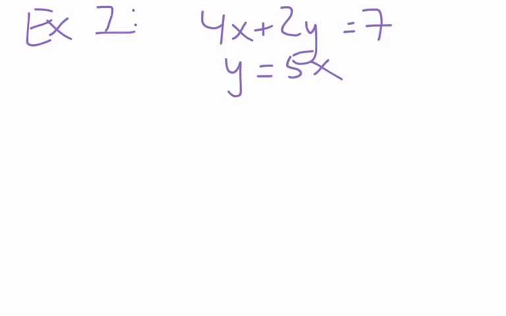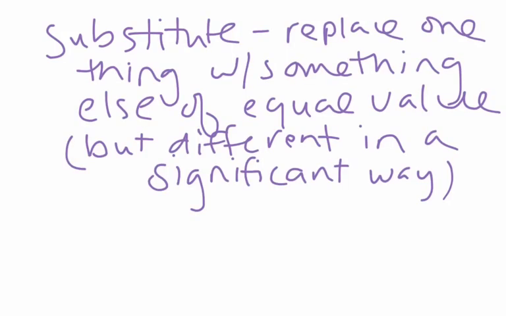Now I'm not going to outline the steps. I'm just going to show you the steps and explain them as I do. The idea here is that when you substitute, you replace something with something else of equal value. Let's talk a little bit about what the word substitute means. I said this out loud a moment ago. To substitute means to replace one thing with something else of equal value. But you don't replace something with the same thing. It's got to be different in some significant way.